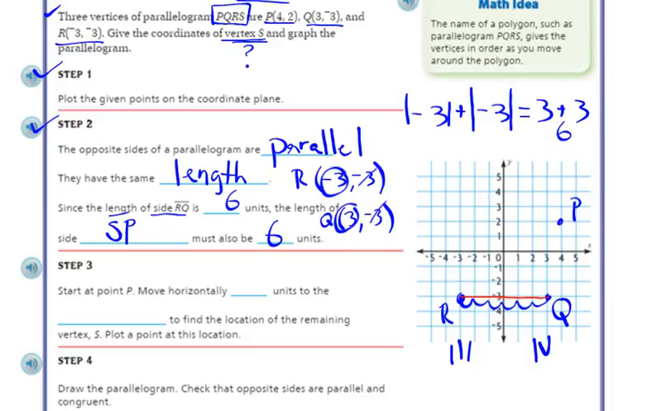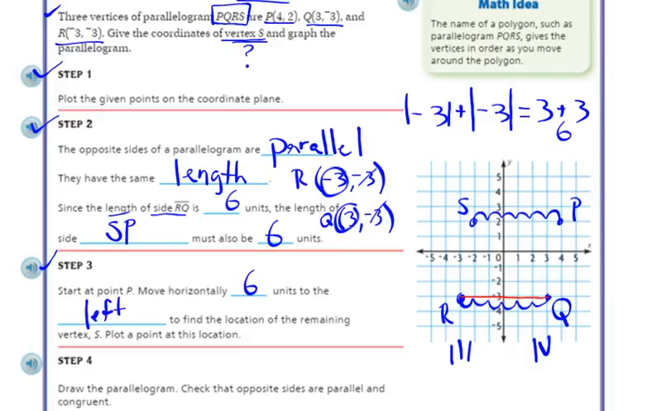Okay, so what we're going to do is start at point P, move horizontally to the left, and count off 6 units. Okay, so here we go. 1, 2, 3, 4, 5, 6. Place your dot, label it S. There's your point S.